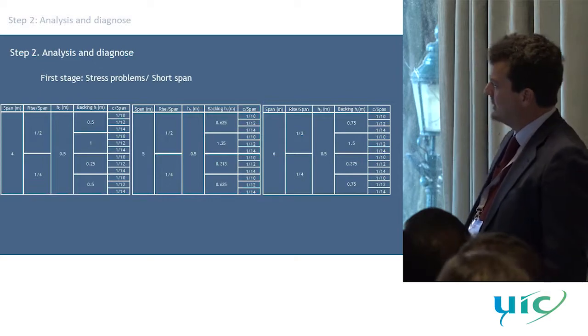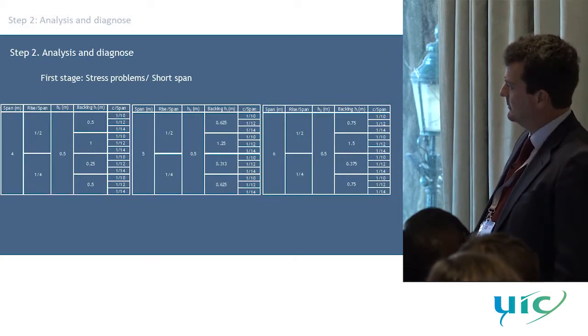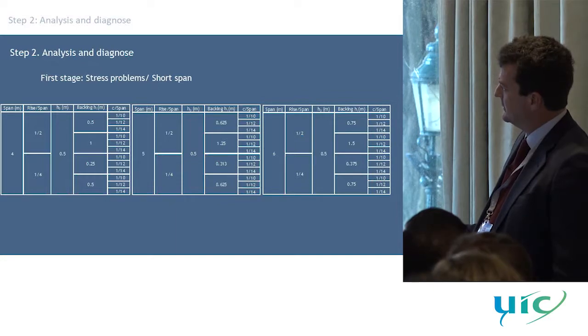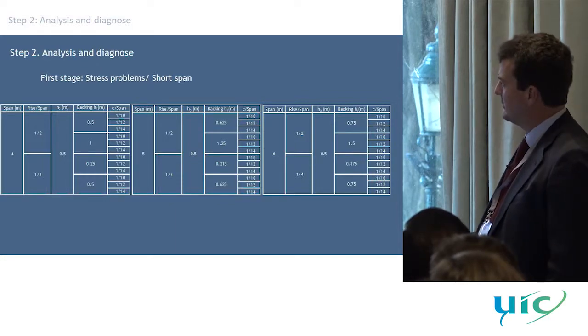So this is more or less the parametric study that we did: span, rise to span ratio, the depth of the fill over the crown, the backing, the slenderness. So we did quite a lot.